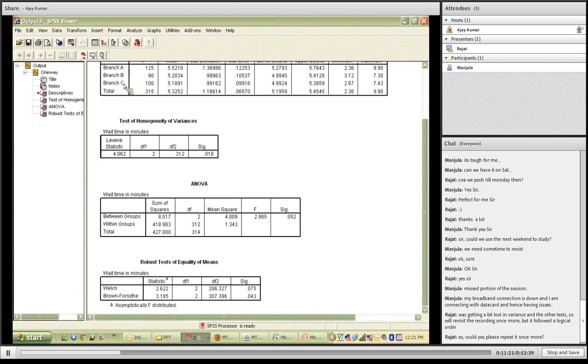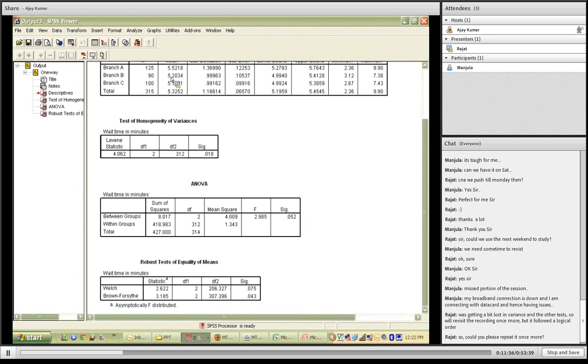that these branches have different waiting times, and we cannot conclude here that the branch taking minimum waiting time is the best branch. So here we cannot conclude that branch C is best because it has 5.1 minutes of waiting time and the other branches have more waiting time, right? So this is something that we did yesterday.